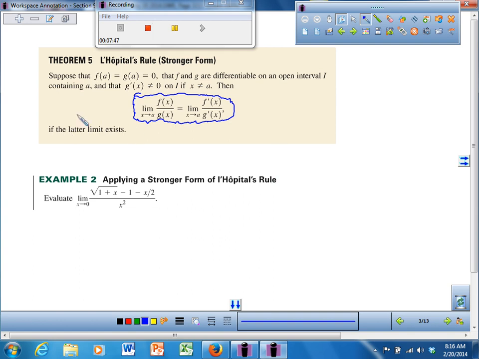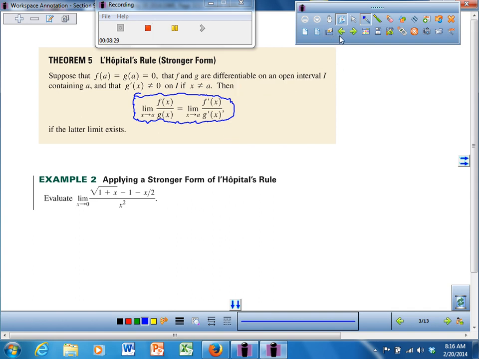So in their stronger form, they say suppose that f of a equals g of a, and they both equal 0. So they're saying we get 0 over 0 when we plug in, that f and g are differentiable on the open interval I containing a, and that g prime of x does not equal 0. So they're making sure that our application of L'Hopital's rule does not have an undefined value by having a 0 in the denominator. All right. So what we have in the cloud is L'Hopital's rule, and that's what we want to apply.